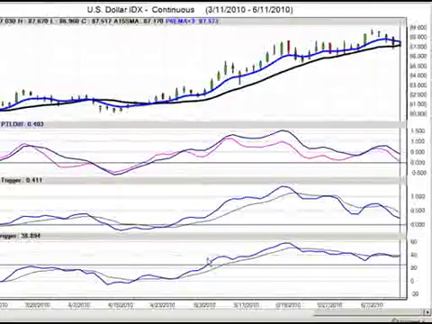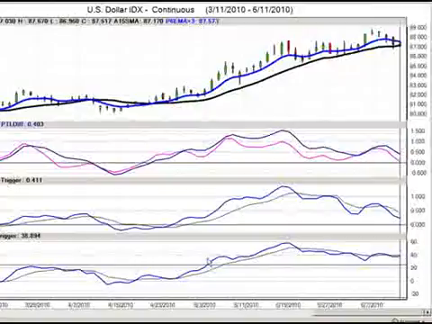So for now, we've got the short term showing US dollar weakness. Medium term is not complete. Long term not complete yet either, but again, we have a bias to the downside on the US dollar.